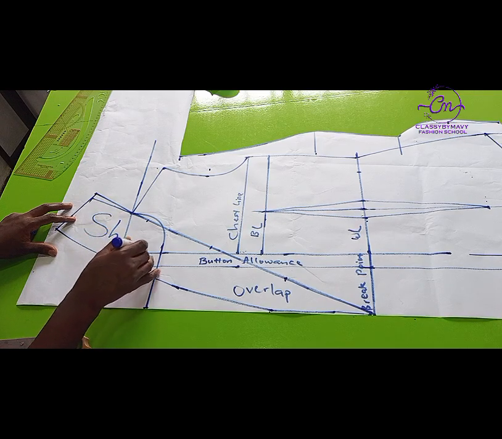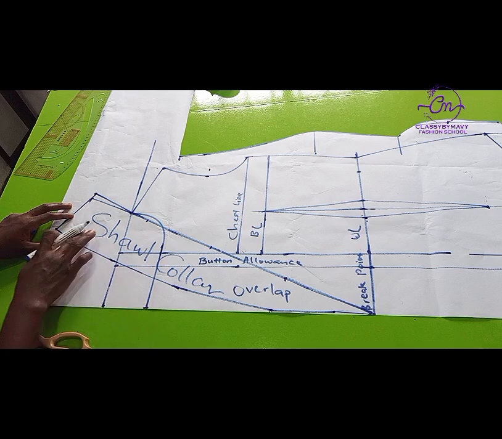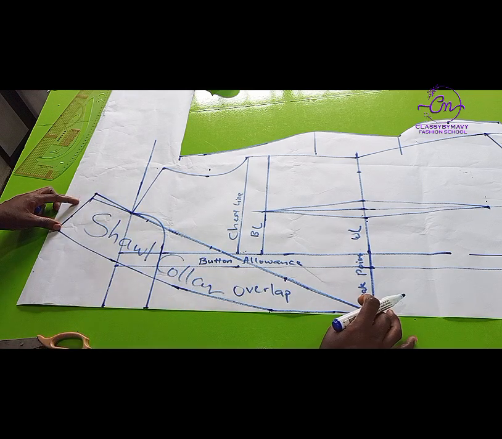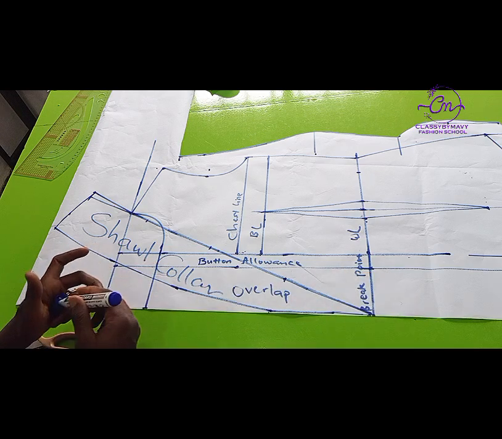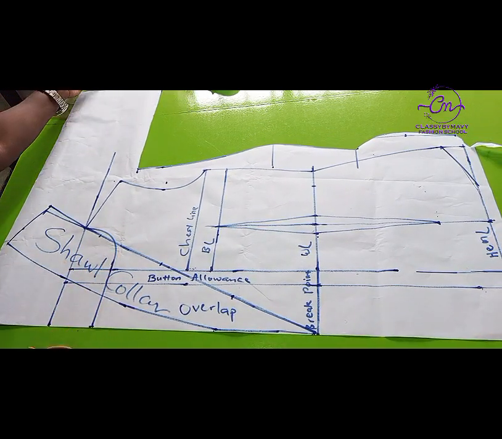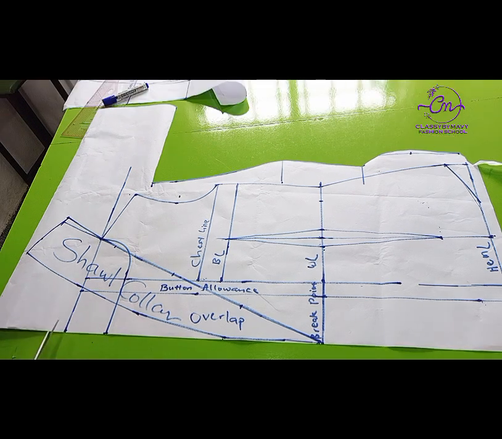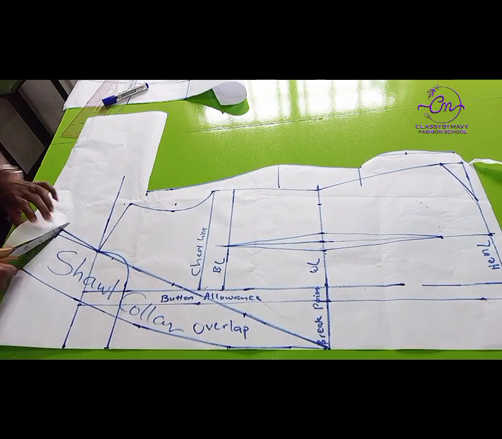Now here is our shawl collar. Our pattern is almost ready. Okay, except for the cutting out, it's almost ready. Here is our shawl collar. Here are our break points. Okay, so the next thing I want to do is just to cut out the pattern. Okay, so just watch me as I cut out.